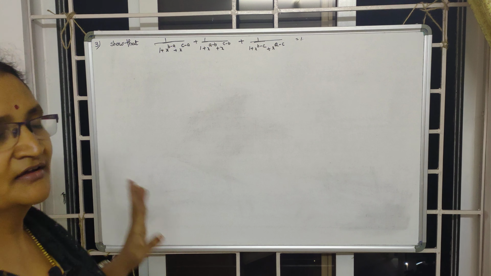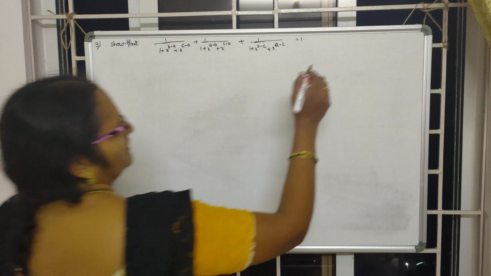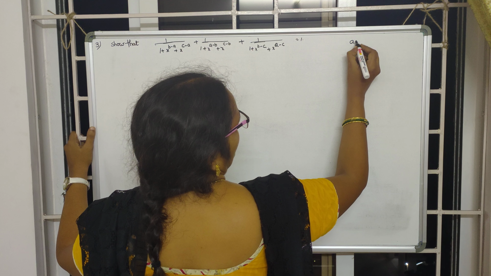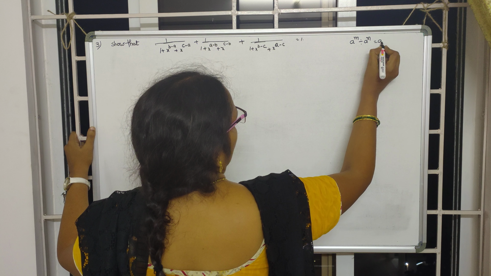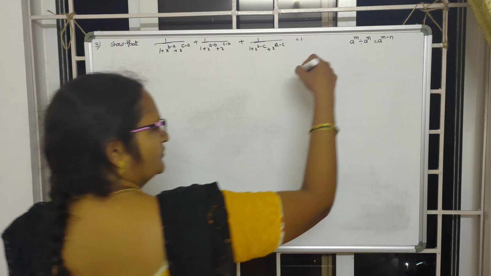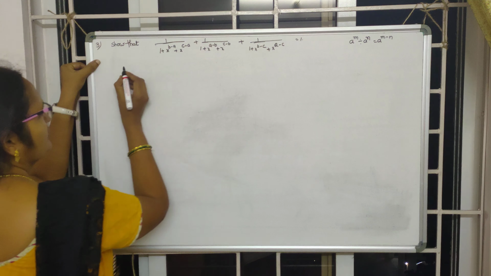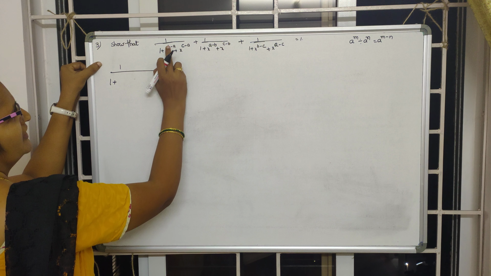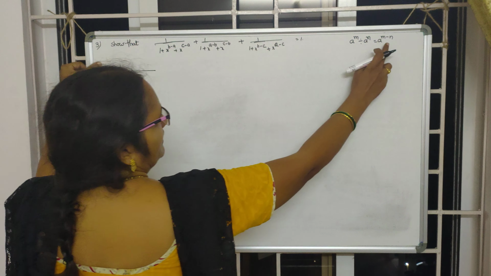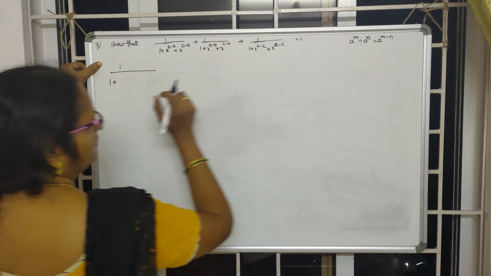I am taking the LHS and proving it. Here we are using a^m divided by a^n equals a^(m−n). In the reverse way also we will use the same thing. So now 1 by 1 plus a^(m−n) can be written as a^m divided by a^n.